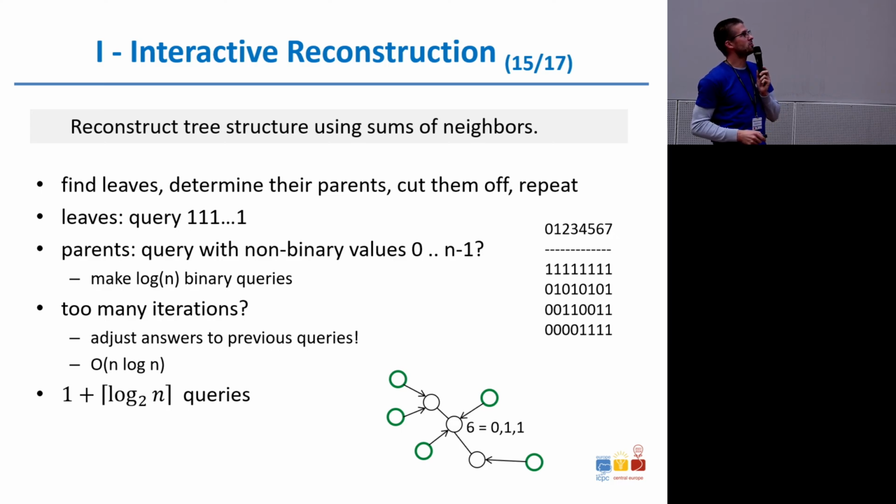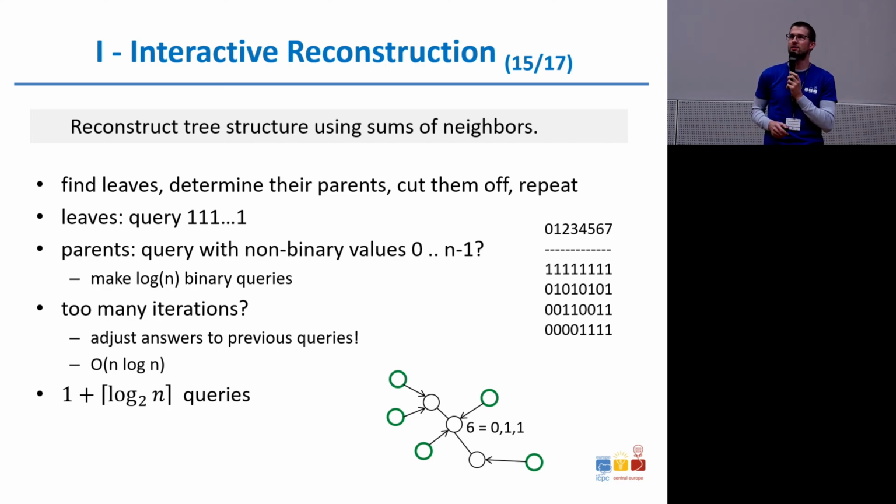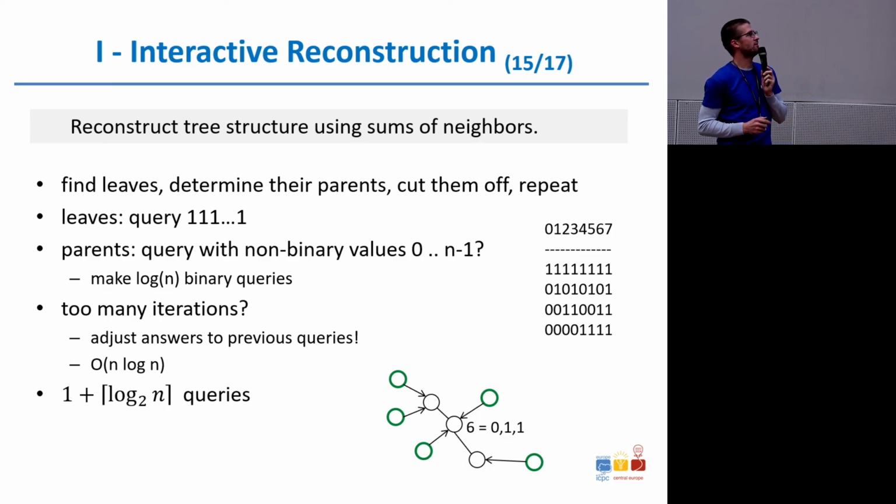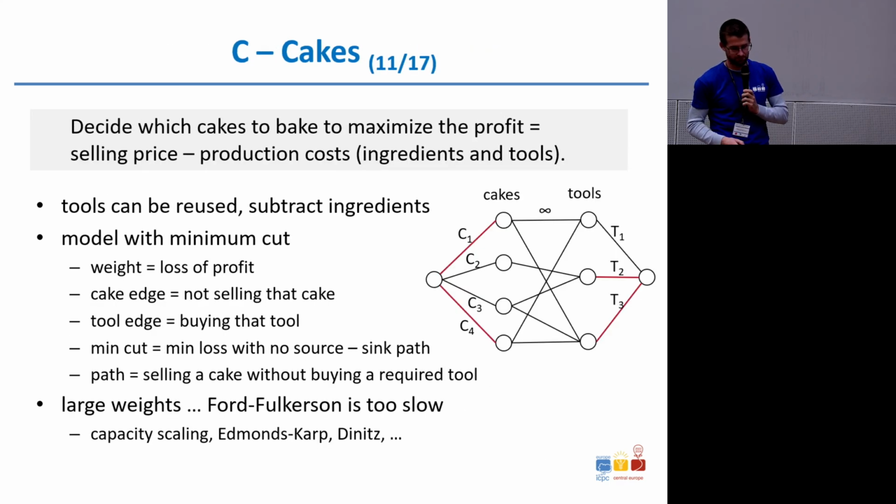But what you can observe is that you can just adjust the answers to the previous queries. There's no need to repeat the queries. As you're cutting off the leaves, you can also update the results for all of these queries that you did initially. So there's no need to redo this. So time complexity is n log n, and you do need just log n plus 1 queries to figure this out. Cool. So eventually pretty short once you figure out all the tricks.